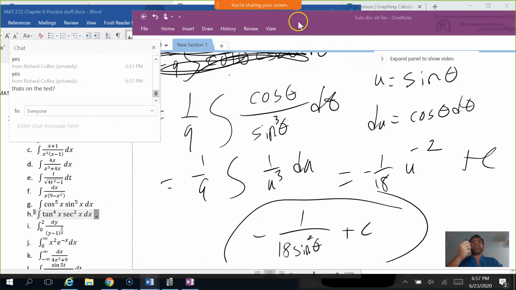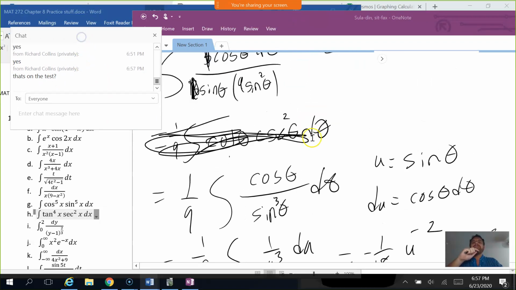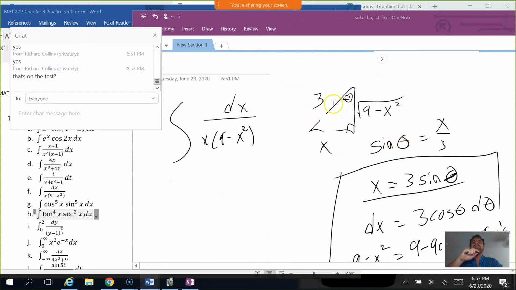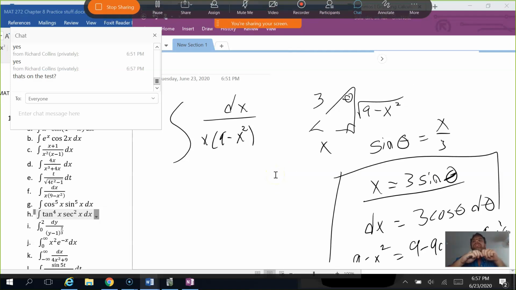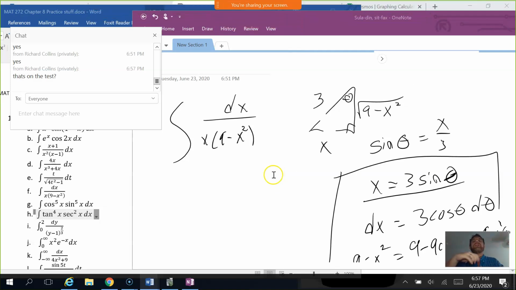That's on the test? Yeah. So these trig substitutions here with these triangles are going to be on the test. That's the stuff from section 5. I will say that section 5 is probably the most difficult section that you'll see in the entire Calc 2. This stuff with these trig substitutions.